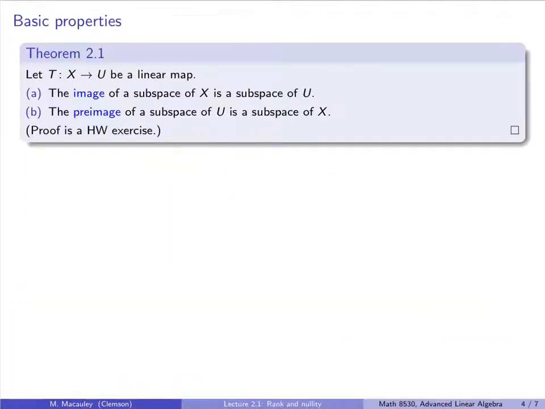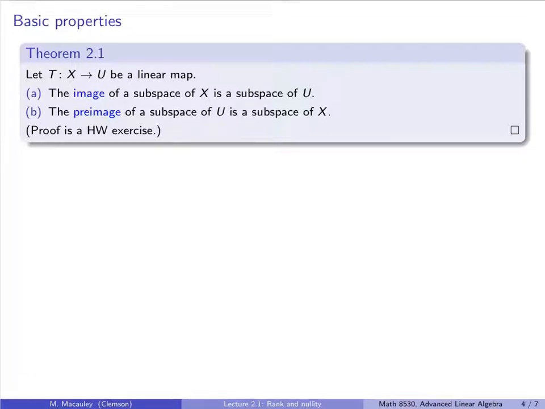Now we come to our first fundamental result. It says if T is a linear map from X to U, then first the image of a subspace of X is a subspace of the target space U, and similarly the preimage of a subspace of the target space U is a subspace of the domain X. I'll leave the proof of this as a homework exercise, but let me say a couple words because I didn't actually define what image and preimage are.